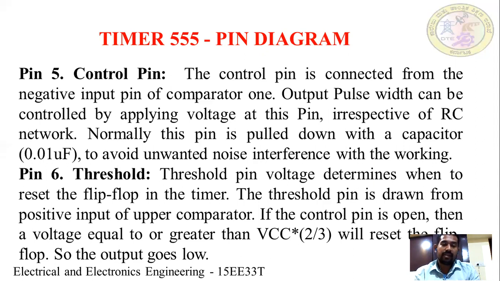Pin number 6 is the threshold pin, which is used to determine the reset of the flip-flop timer. The threshold pin is drawn from the positive input of the upper comparator. If the control pin is open, then a voltage equal to or greater than VCC 2 by 3 will reset the flip-flop, and so the output will go low.